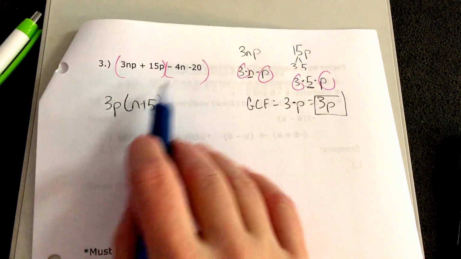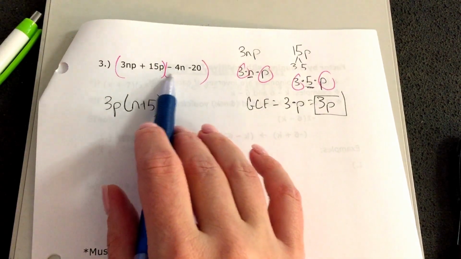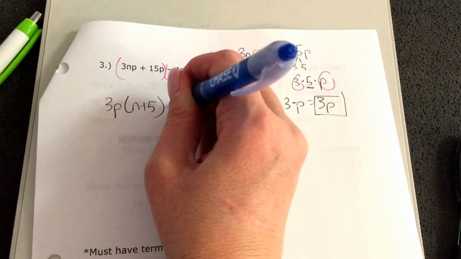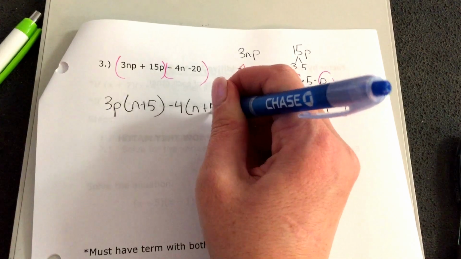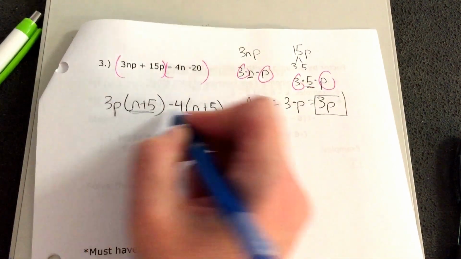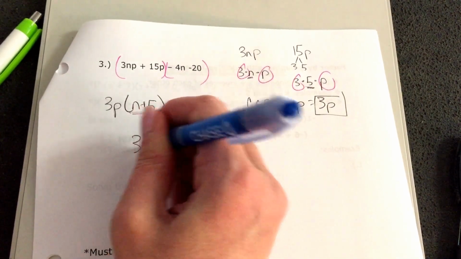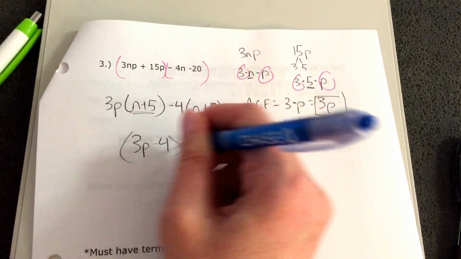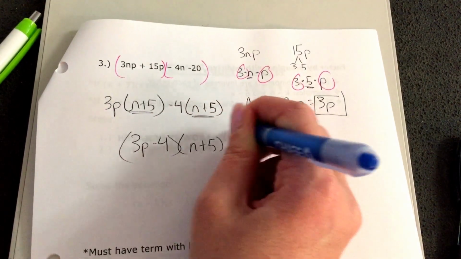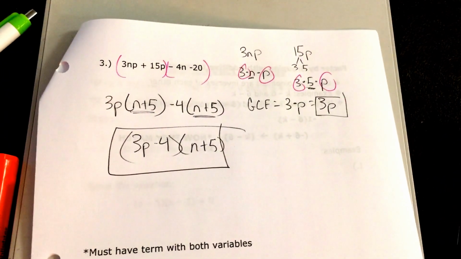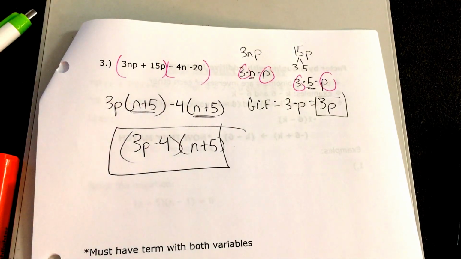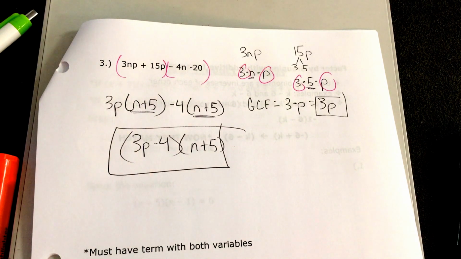Now, if I have n plus 5 here and I want this to be a positive, I'm going to pull out a negative 4. That's my GCF, and then I'm left with n plus 5. These match, so I have 3p minus 4 and n plus 5. Are we good? Okay.